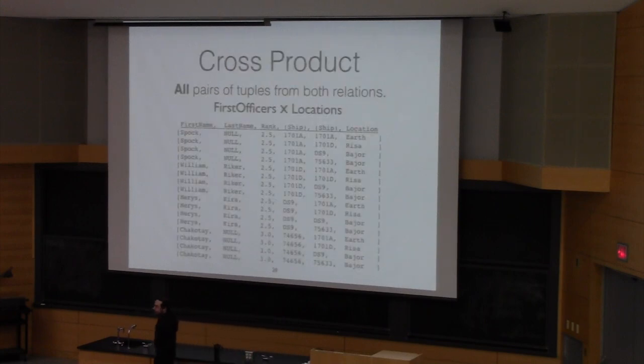Okay, the last of the basic operations is called cross product. Cross product is an operation that you'll hopefully never really need to use. It takes every row in one of the two relations and pairs it up with every row in the other relation. So here we have four different copies of Spock, because there are four different locations. We have four different copies of William Riker, because again, there are four different locations. If you're familiar with programming languages, you can think of this as the Cartesian product. It's also referred to that way here. It basically takes every possible pair of rows.